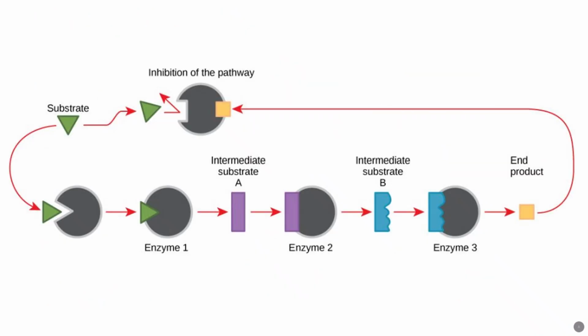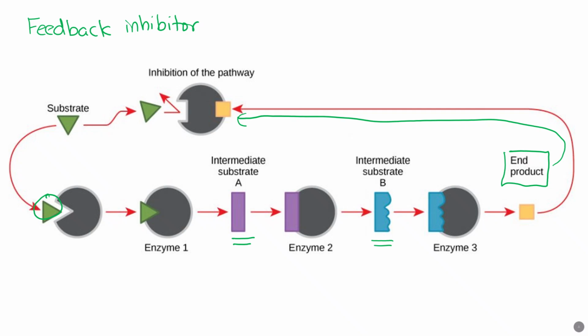Finally, we have reached the end of our notes for enzymes. This here is called a feedback inhibitor. In a feedback inhibitor, the substrate is being converted into very, very specific intermediate substrates or middlemen before reaching the desired product. But in this specific example, the product actually inhibits enzyme 1.